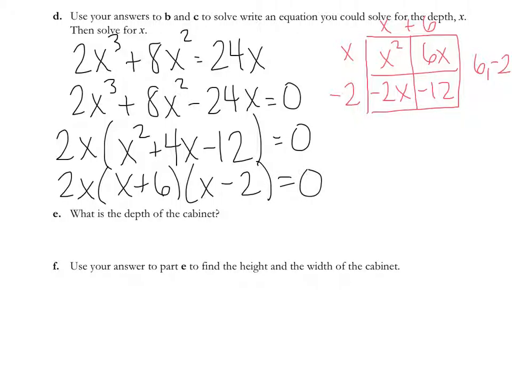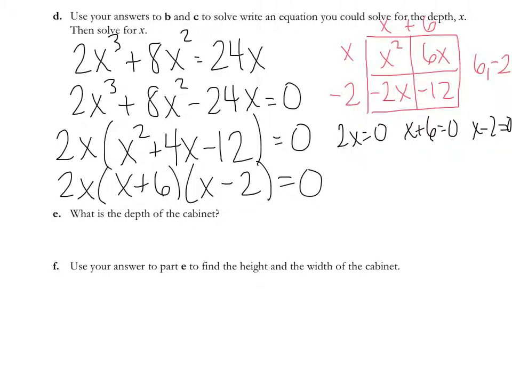So now I have an equation that's nice and fully factored, so I can use the zero product property to solve. So zero product property says if I have a product of a bunch of things set equal to 0, then at least one of these things has to be equal to 0. So I'm just going to set each of those equal to 0. Either 2x is 0, or x plus 6 is 0, or x minus 2 is 0. And I can solve each of those equations for x.